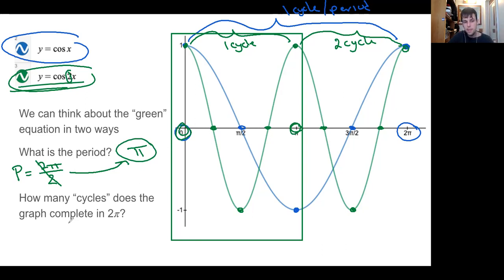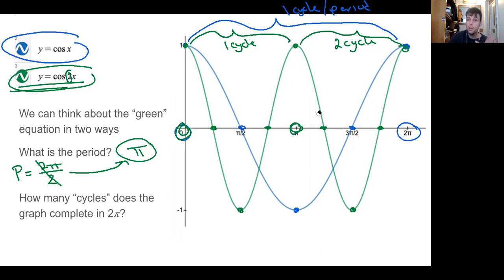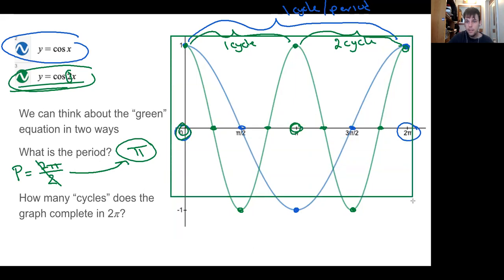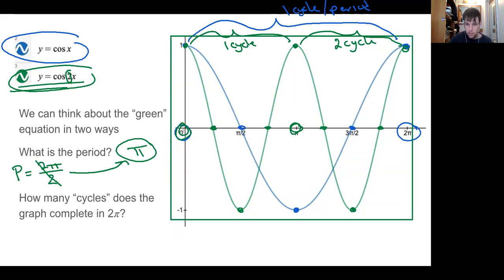The other way we can think about it is how many cycles existed in that typical default 2 pi interval. So let's kind of examine that. 0 to 2 pi, that's here to here, right? 0 to 2 pi. There's 1 cycle, 2 cycles. 2 cycles, that's the number. That's the number that was in there.